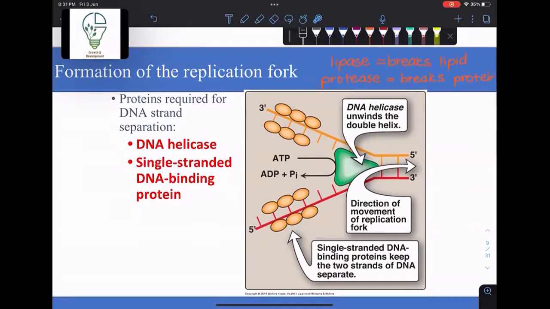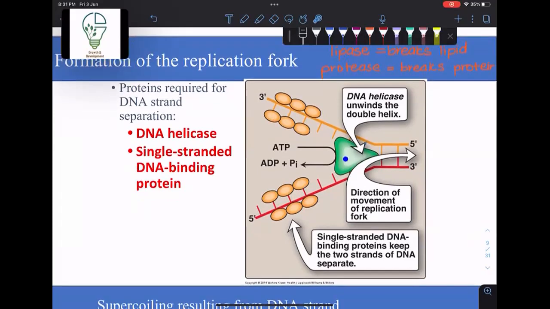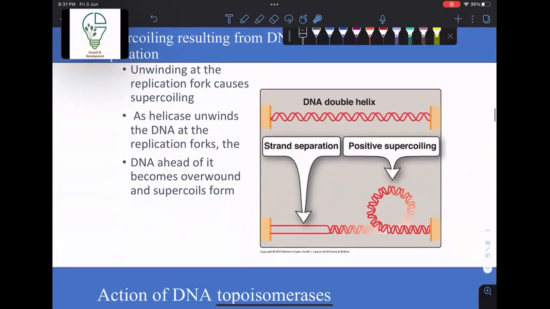Then we have these special proteins that come and attach to the nucleotides that are exposed. What they do is prevent the DNA from coiling again. Okay, so these are called single-stranded DNA binding proteins. And again, it's in the name. The function of the protein is in the name. It binds to the single strands of DNA. All right, so the DNA helicase is going to start moving in this way, and it will begin to uncoil the DNA as it moves along.